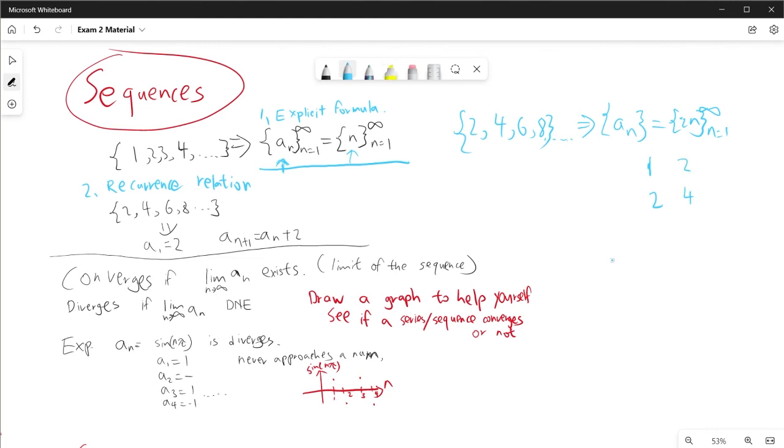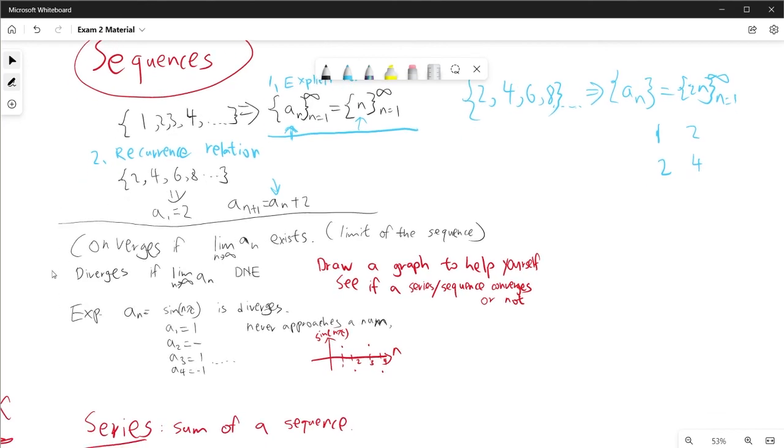And the recursion relationship says that the next number, which is n plus 1, is equal to the number at position n plus 2, right? Every time it's just plus 2, plus 2, plus 2.